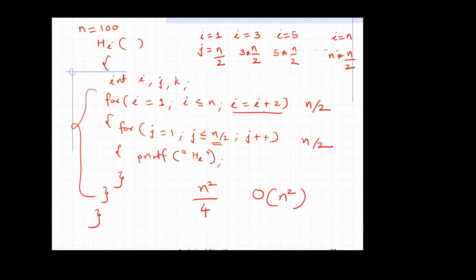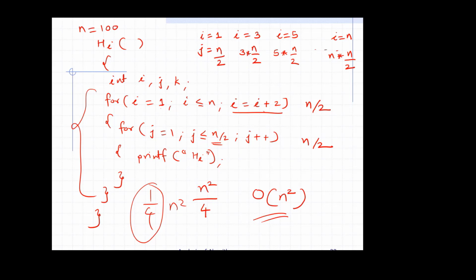So this is going from 1 to n with step size 2, meaning this is also going n by 2 times, and the inner for loop is also going n by 2 times. So it is still going n square times. So n square divided by 4, but we are going to see the rule where we actually drop all the constants. Here the constant is 1 by 4 in 1/4 n square, so we are going to drop this, and the time complexity is in terms of n square.